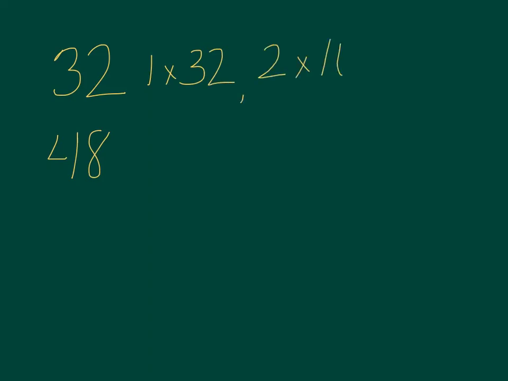Another problem is 32 and 48. Factors of 32. 1 times 32, so 1 and 32 are. Then I'm going to go over to 2 times 16. 3 times, nope. There's nothing times 3 that gives me 32, so I can skip that. 4 times 8. 5 times nothing, 6 times nothing, 7 times nothing, and I have now run into the number 8, which I already have, 8 times 4, so I'm done with all the factors of 32.